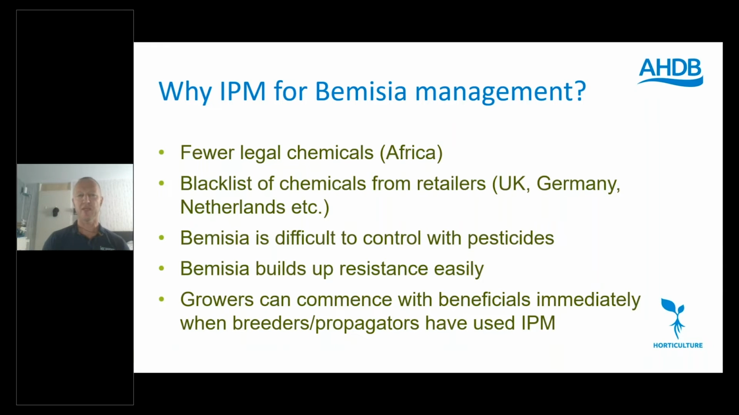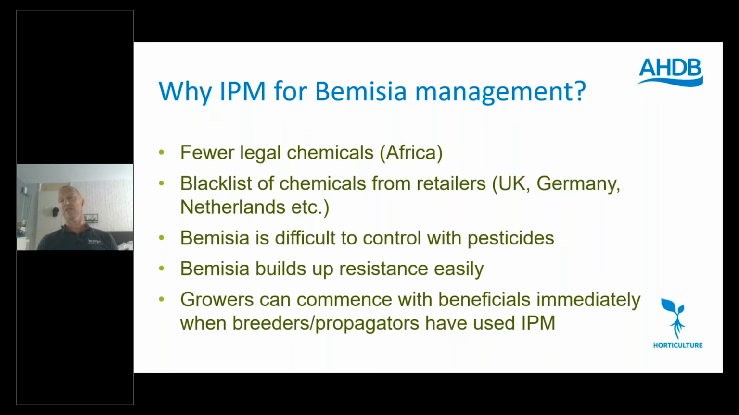So why IPM for Bemisia management in Africa? In Africa, you also have fewer legal chemicals, so they have to deal with it. And they also have a very big blacklist of chemicals from retailers like Aldi and Lidl, and also from countries like the United Kingdom, Germany, and the Netherlands. We also see that Bemisia is very difficult to control with pesticides. So my conclusion, and also my finding, is that you must use biological control together with soft chemicals. We also see that Bemisia builds up resistance very quickly, so you can use a given chemical only 1 to 4 times.